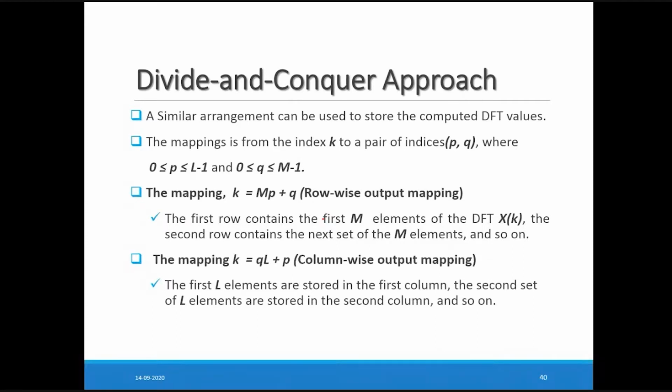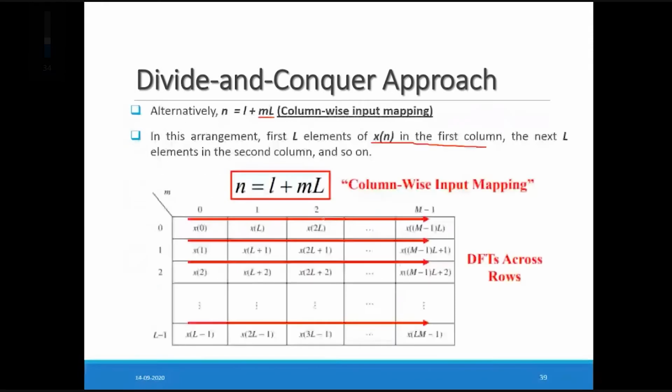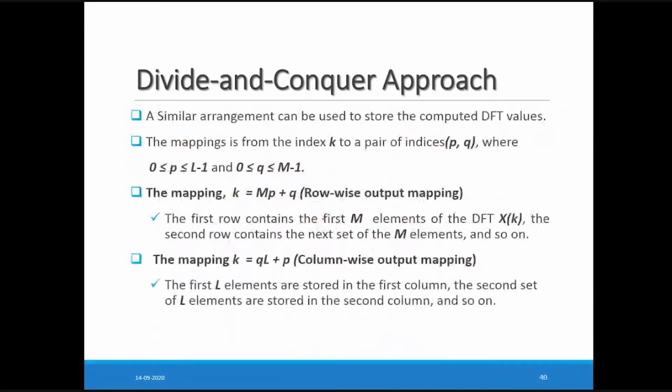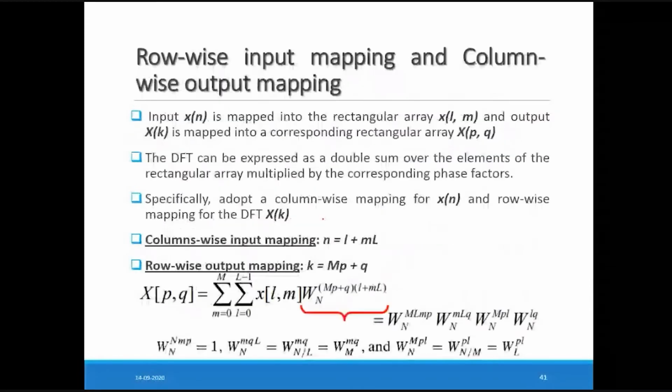So in the first case, we divide the data row wise. In the second case, we divide the data column wise. So this is nothing but the divide and conquer approach for the output. Here first we have seen the row wise input mapping and column wise input mapping, then we discussed row wise output mapping, and then the column wise output mapping. Okay, now let us take one example.